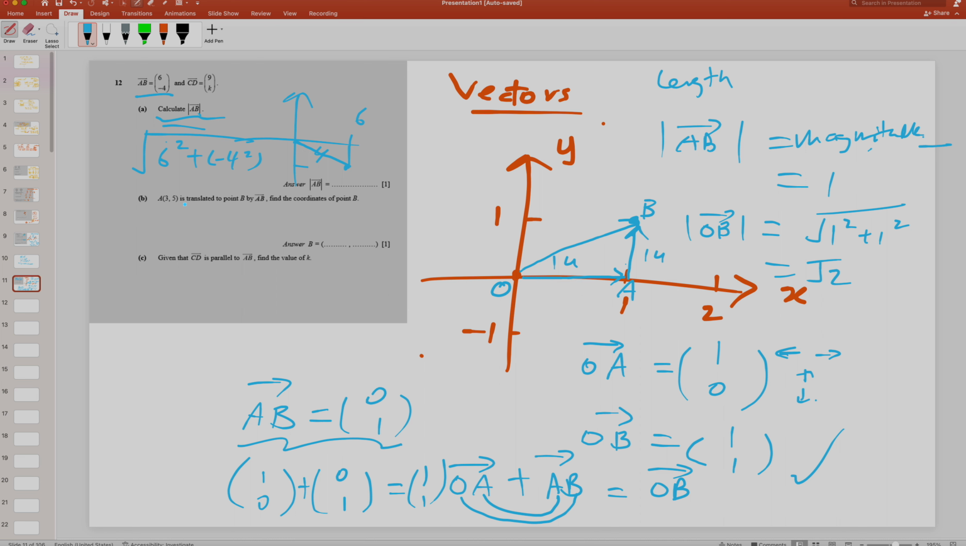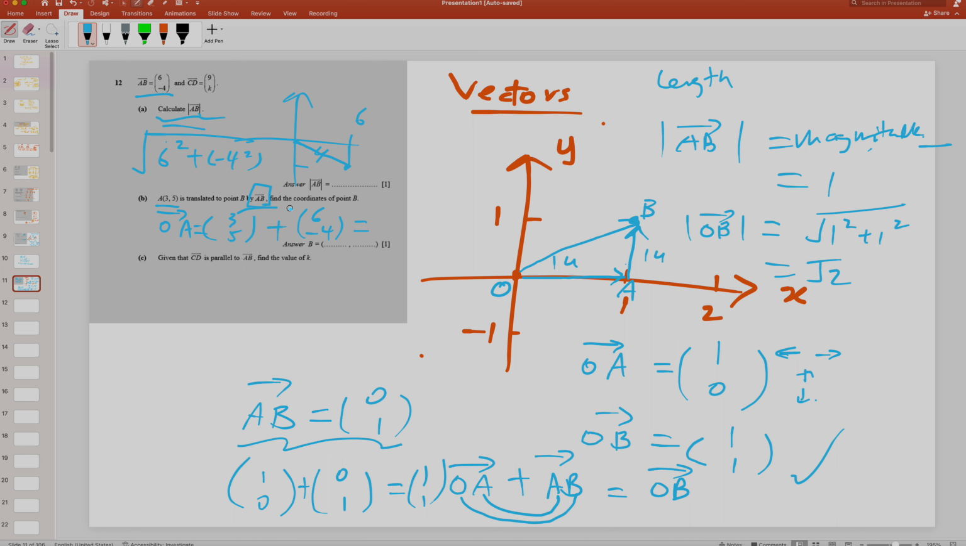Now it says A is translated to point B by this AB. Find the coordinate. They give you A in this format. You know what is the meaning of that? It means your OA is equal to 3 and 5. They use coordinate geometry, then you need to translate it to vector. Translation means the transformation, so you add with the AB, which is 6 negative 4.